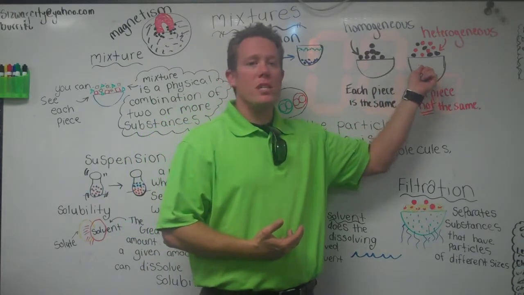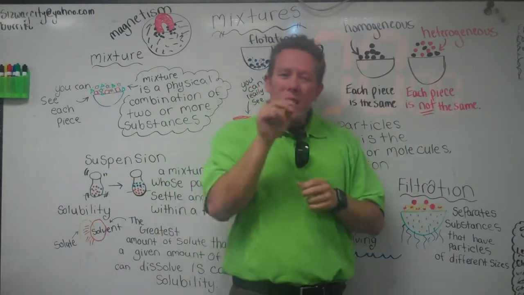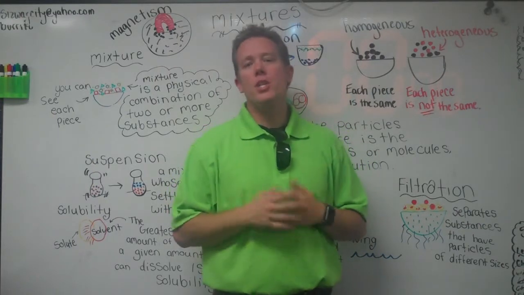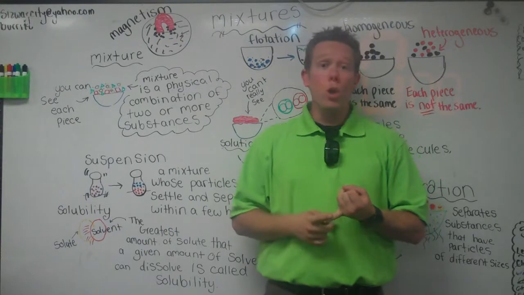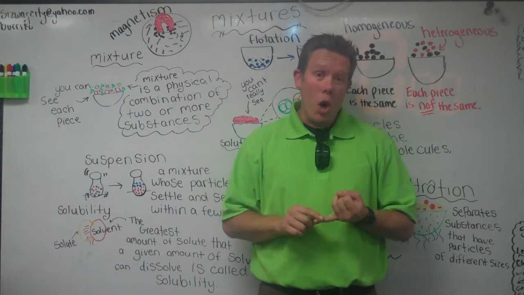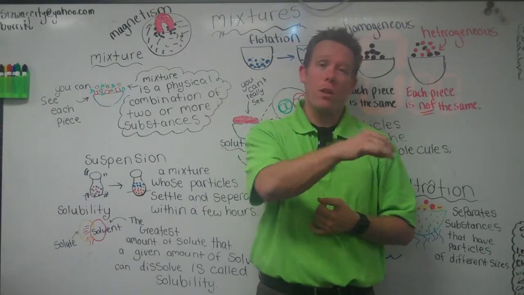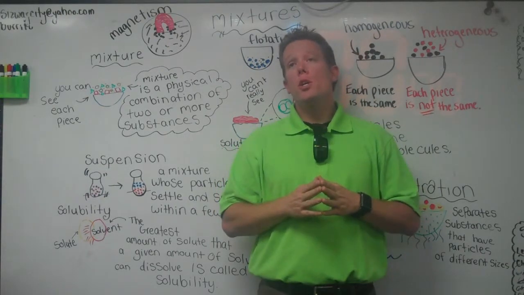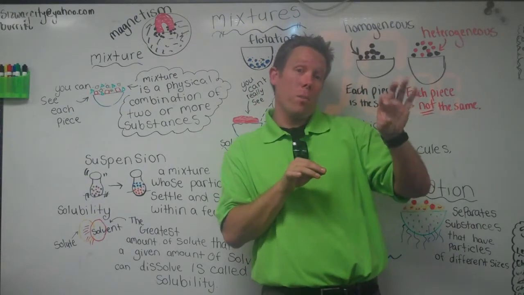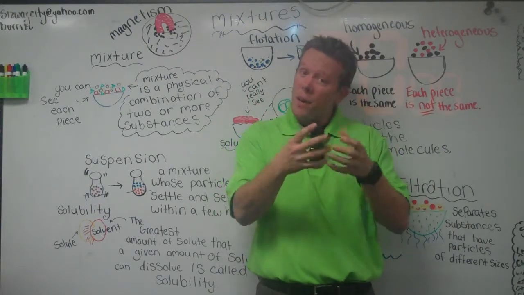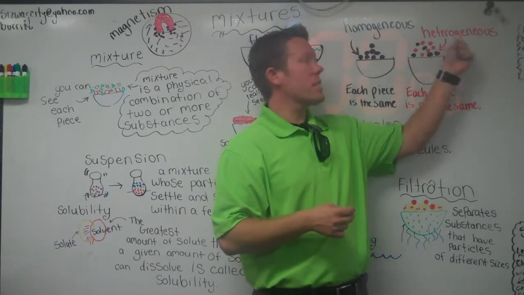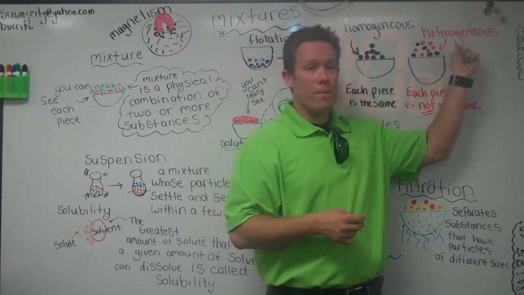Heterogeneous are mixtures that do not look the same. You can see each individual piece is different. Like Fruit Loops is a good one, or Lucky Charms. You have marshmallows, and then you have the little graham cracker things. You have Trix. You have the little yellow bananas in there with the little purple grapes. Those look different. The color's different. The shape's different. So that's going to be a heterogeneous mixture.